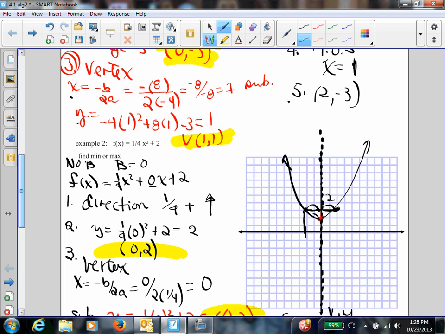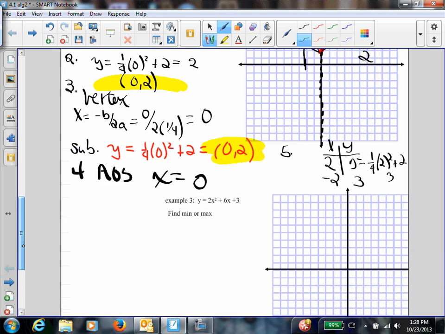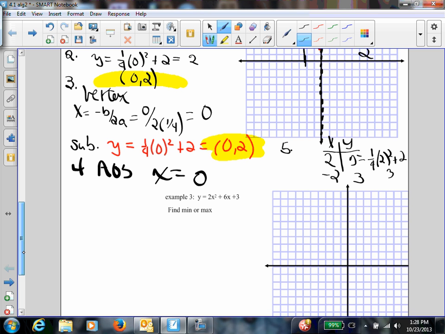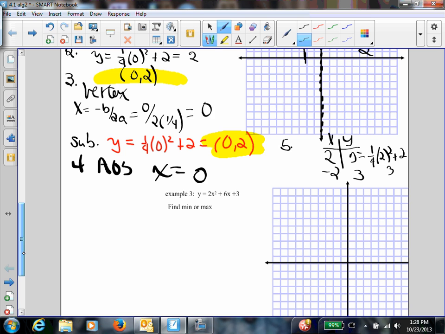I'll never have a maximum because I've got arrows, so they go up forever. But I have a low point. There's a lowest point. What is my minimum value? Yeah, it's the y value of your vertex. Do I need to graph it to be able to find my max or min, or do I just need to find the vertex? Just find the vertex. Okay?